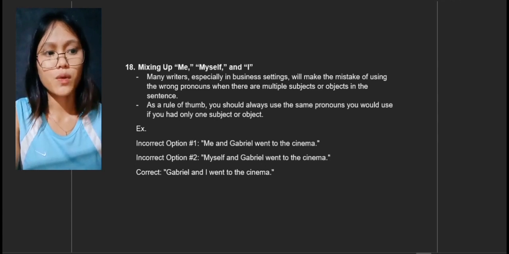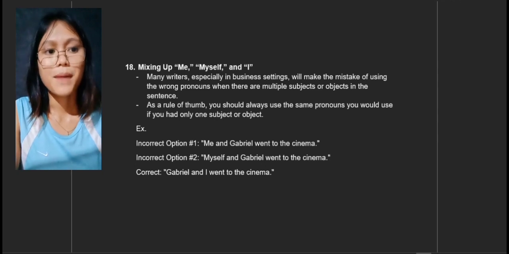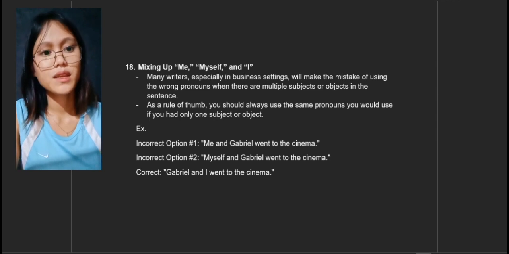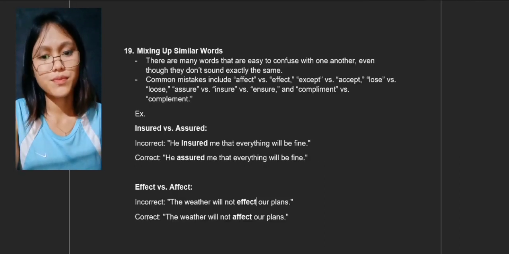Incorrect number 1. Me and Gabriel went to the cinema. Incorrect option number 2. Myself and Gabriel went to the cinema. So the correct one of these two options is, Gabriel and I went to the cinema.